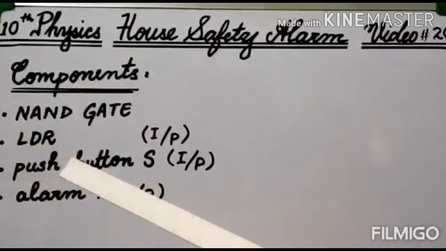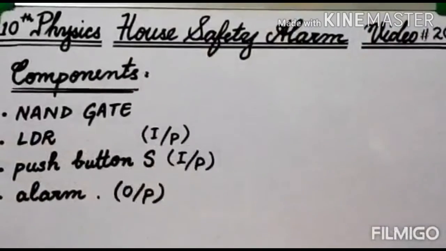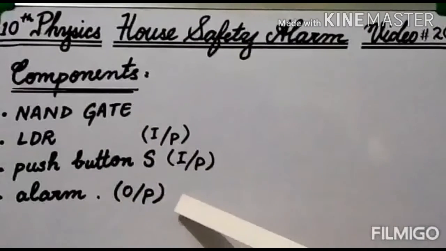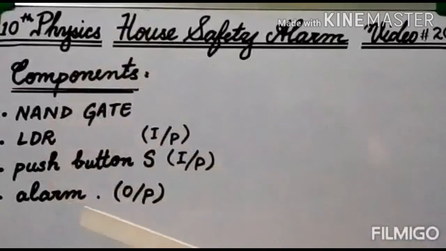The next component is the push button S. This is also an input button, and whenever the button is pushed, it will complete the circuit. And the last one is the alarm. This is the basic output we require. These two inputs through the NAND gate will help ring the alarm whenever there is any intruder.